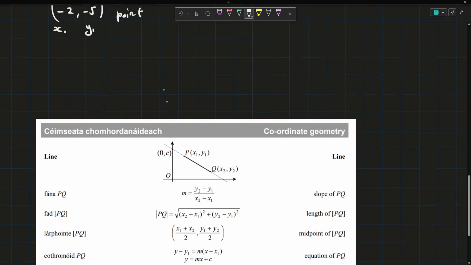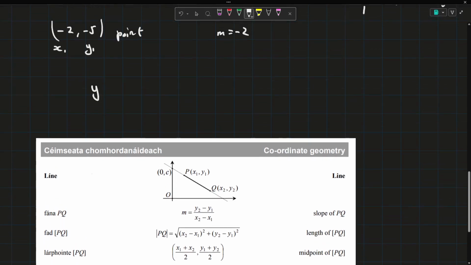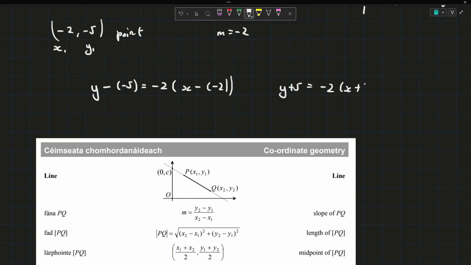So we're going to have y minus y1, so y minus minus 5 equals m, which is minus 2, times x minus x1. And then x1 is minus 2, so don't forget to put in that it's minus 2, because then we're going to get y plus 5 equals minus 2 times x plus 2.